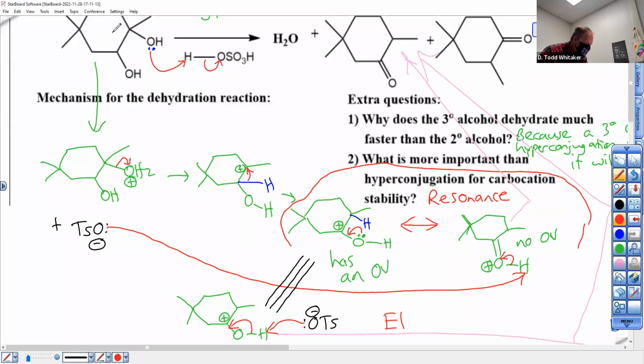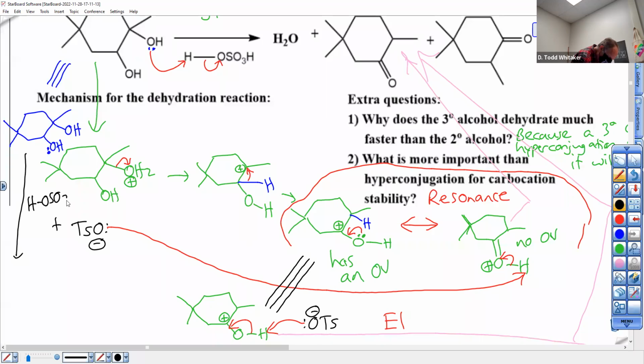You need another copy of the original molecule. Another copy. Do not try to find a shortcut that shows me a molecule doing two different things. I've already made statements on that before. This is start over, use sulfuric acid again, sorry. HOSO3H on the bottom alcohol. Make it a better leaving group.